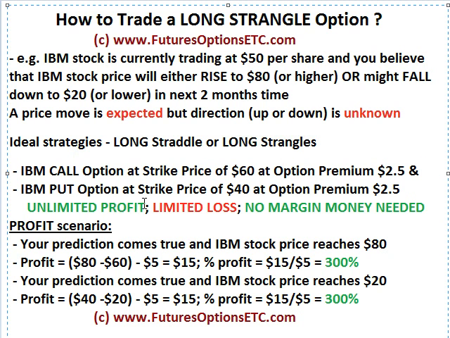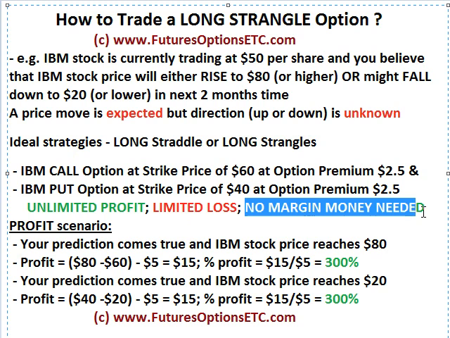The benefit of trading a long strangle is that it comes with unlimited profit potential, as we'll shortly see in the payoff function. It comes with a limited loss. The loss is limited because you know that this is the maximum amount of money, in terms of option premiums, that you are going to lose, and there's no margin money required.